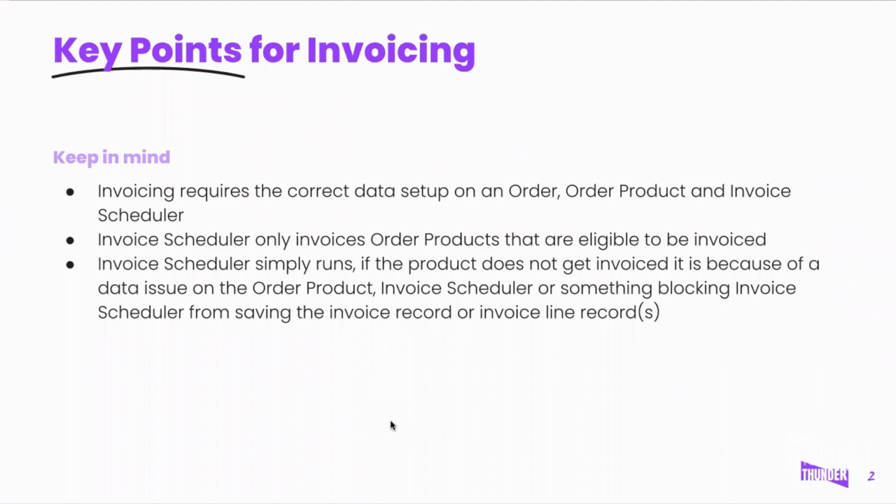I've mentioned this in the previous explainer video on the invoice scheduler, that the invoice scheduler only invoices order products that are eligible to be invoiced. And finally, again, I can't stress this enough, the invoice scheduler simply runs. And if the product doesn't get invoiced, it's usually because of a data issue on the order product, or data issues on the invoice scheduler setup, or something that's blocking the invoice scheduler from saving the invoice record or the invoice lines.